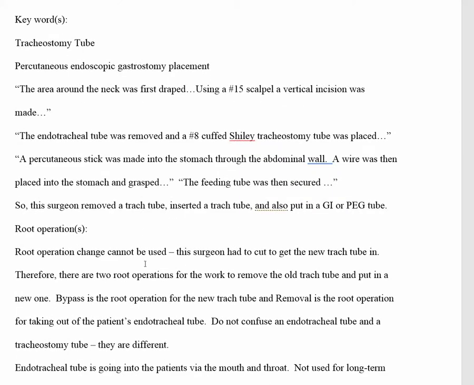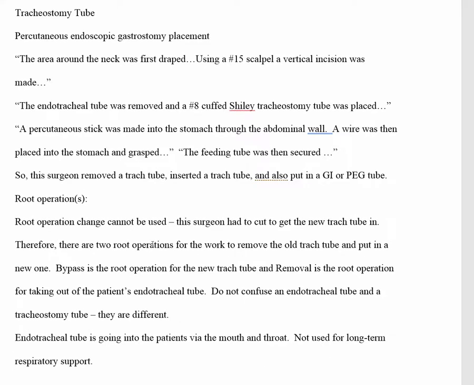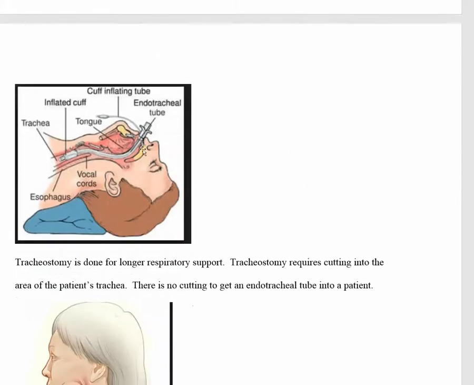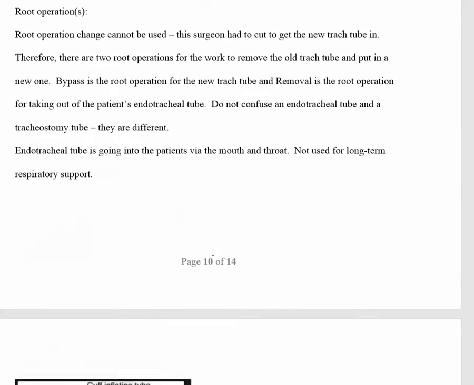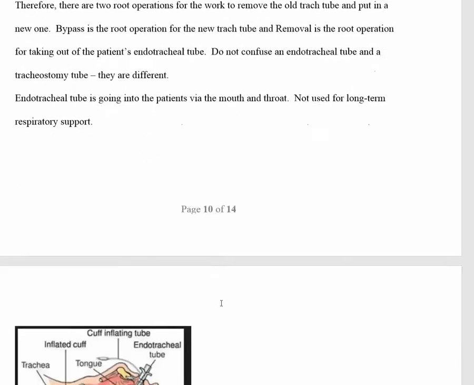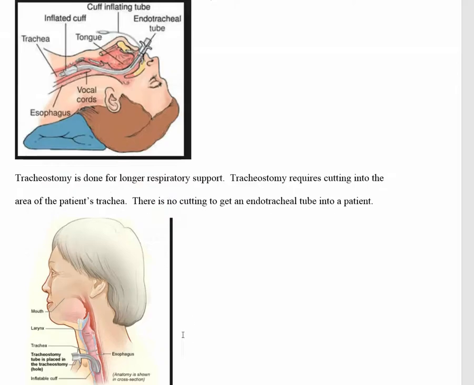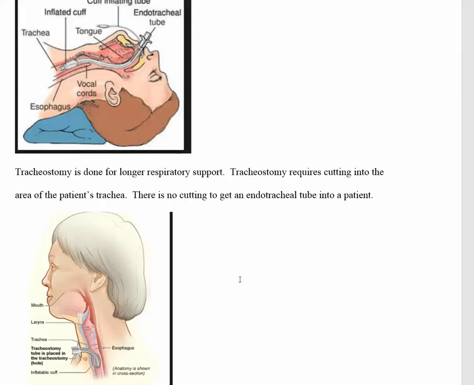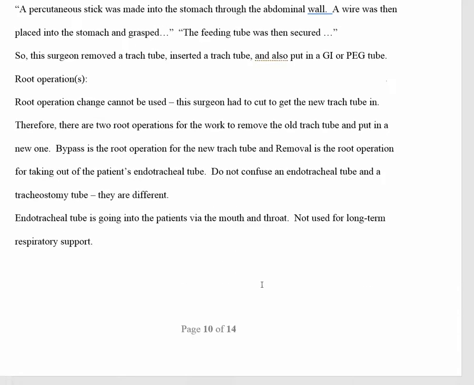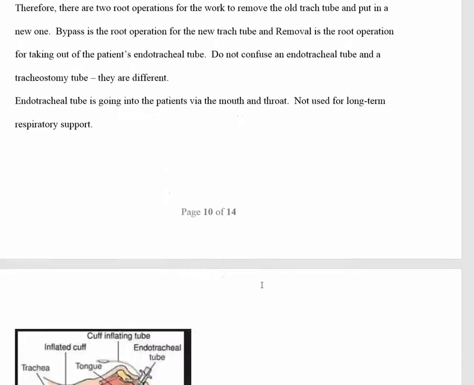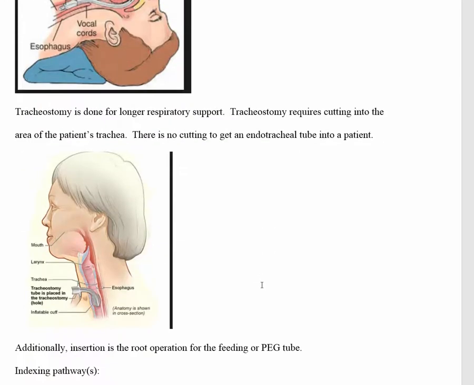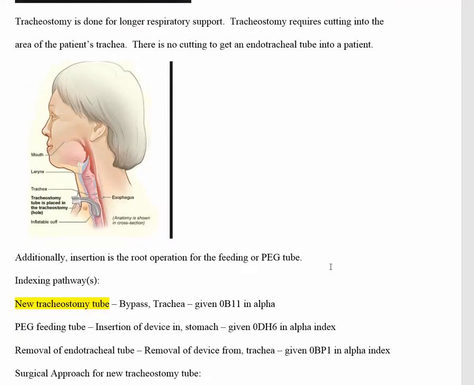So we have a lot going on with this patient. We can't use the word change because the patient is not having a change. This is two different devices. An endotracheal tube and a tracheostomy tube are two different things. Also, the physician cut to get in this trach tube. He had to cut it to get it in. So we can't use change as our root operation. So it ends up that our root operation, when we look at all this information, is bypass. They're creating a new way for this patient to breathe.